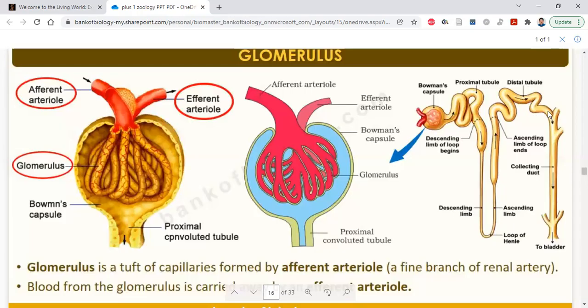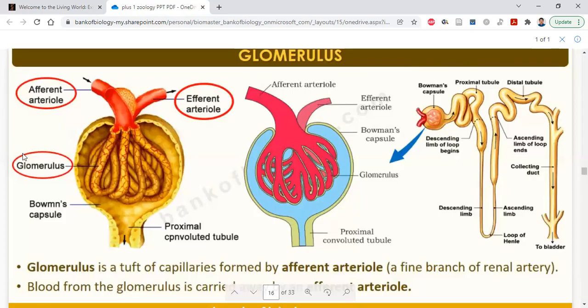And the distal convoluted tubule is connected to the collecting duct. This collecting duct connects to the renal pelvis and to the bladder. So this is the major blood vessel. The afferent arteriole brings blood towards the glomerulus, and from the glomerulus the efferent arteriole takes it out. They extract the blood from this glomerulus, and this is the proximal convoluted tubule. So the efferent arteriole makes the blood vessel network.